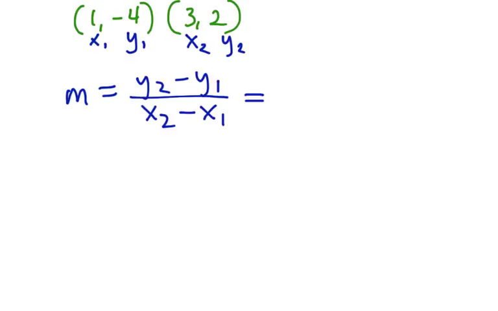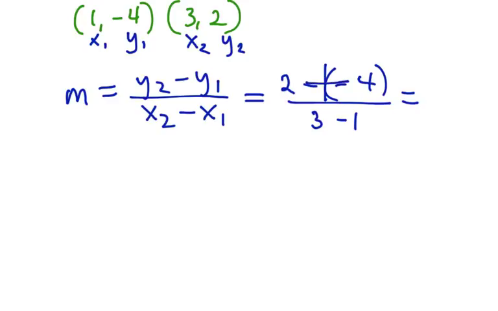And I end up with 2 minus a -4 all over 3 minus 1. I can turn this into plus a positive. I get 6 over 2 equals 3. So my slope, m, equals 3. Now I get to choose just 1 point, doesn't matter which one. I get to choose 1 point to put into my point-slope formula. So I'm going to choose the one without any negatives. I'm going to choose my (3, 2).